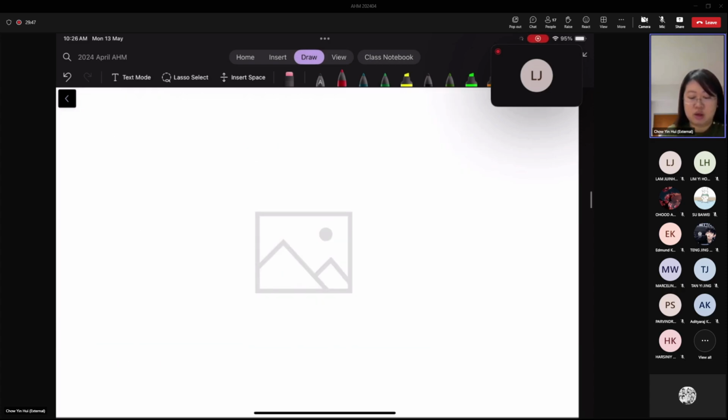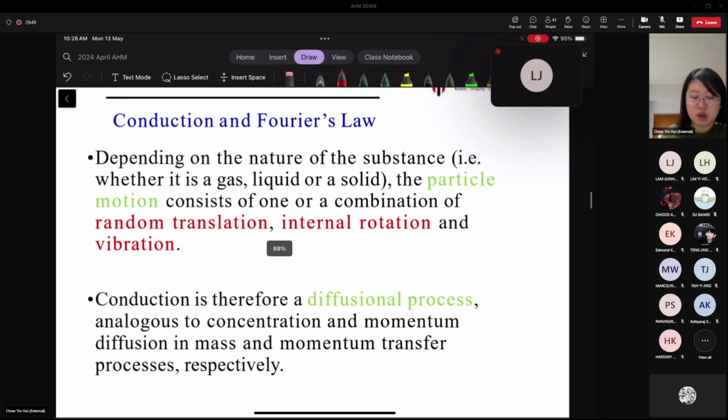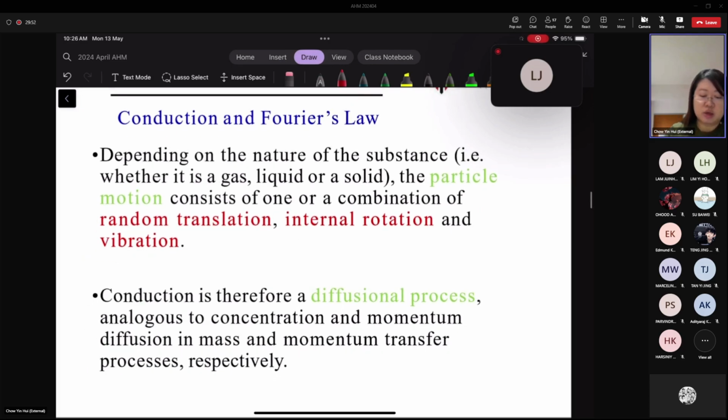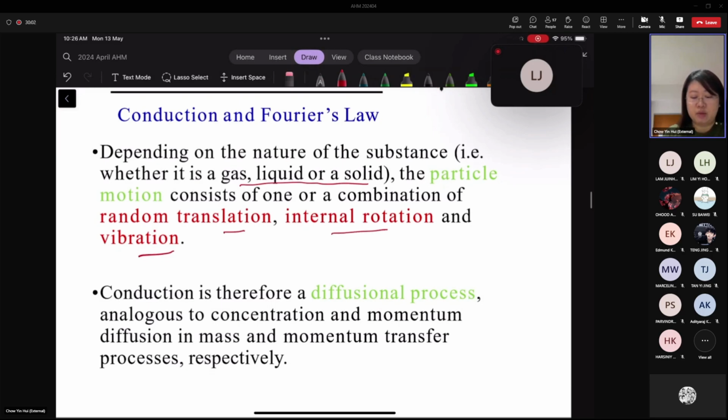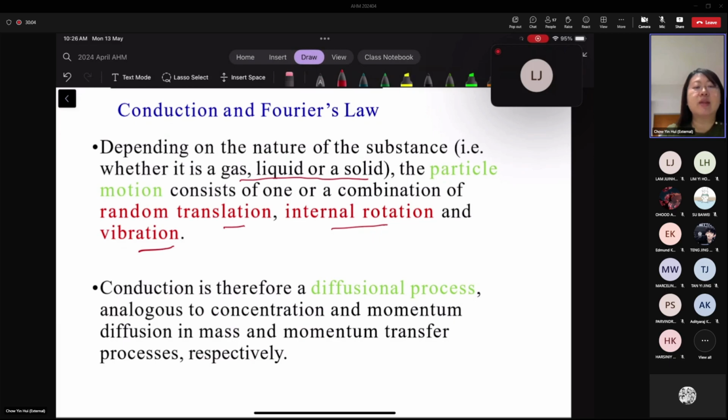So let's look at here. It's a combination. You can see here, depending on the nature of the substance, whether it is gas, liquid, or solid, the particle motion consists of one or a combination of random translation, internal rotation, and vibration. Therefore, sometimes they also call conduction a diffusional process, which is similar to what happens in mass transfer, where it's due to concentration gradient.